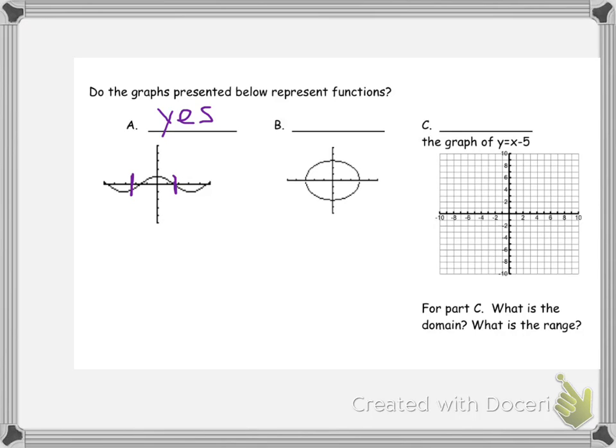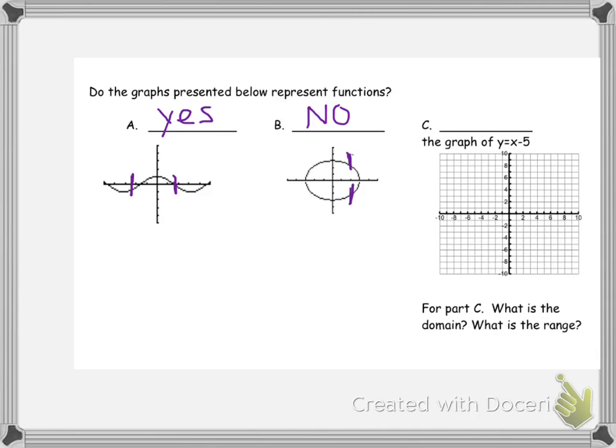I look at A, and anywhere I look, no matter where I look, I can only see one y value corresponding with each x value. So it is a function. But with example B, I can see several spots where I can identify an x value, for example 2, that has two different y values. Therefore, this is not a function.